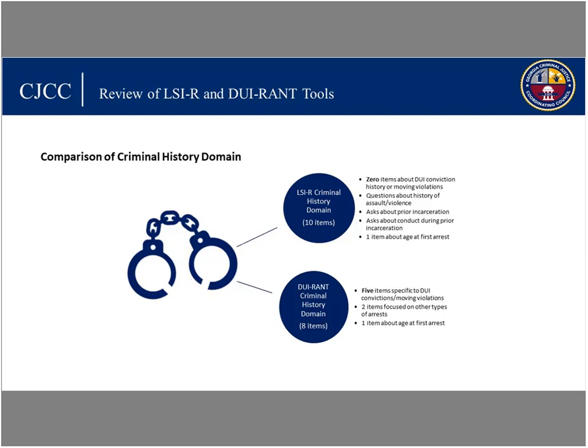5 of the 8 items specific to the DUI RANT are specific to DUI convictions and moving violations. 2 items are focused on other types of arrests, but that's it. They do have questions about age on both tools, but it's really focused in on that DUI offender. So the criminal history domain is really where you can see that the LSIR was normed on a prison population as compared to a DUI offender-specific population.